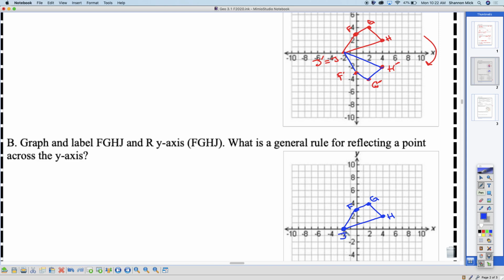Okay. Now it says reflected across the y-axis. So anything on the y-axis stays the same. So F is going to be the same as what? F prime, right? Yeah. So it doesn't move. What's going to happen with G? It's not going to be 2, 4 anymore. It's going to be what? Negative 2, 4.